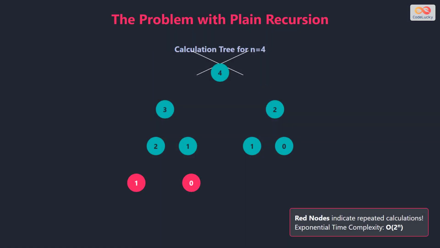You might be tempted to write a simple recursive function to solve this. However, as you can see in this tree for n equals 4, the function ends up calculating the same values multiple times. For example, the value for step 2 is calculated twice here. As n grows, this redundant work grows exponentially, making the solution very slow.